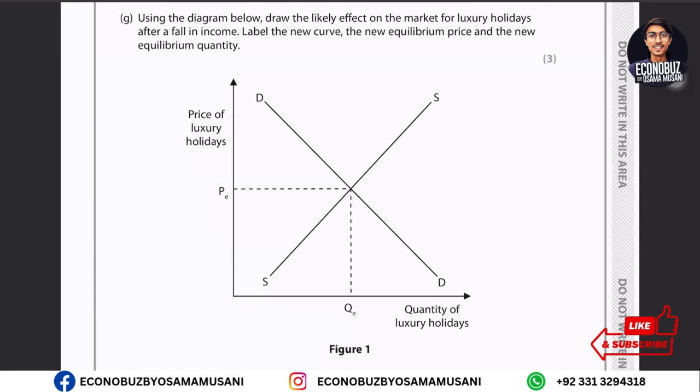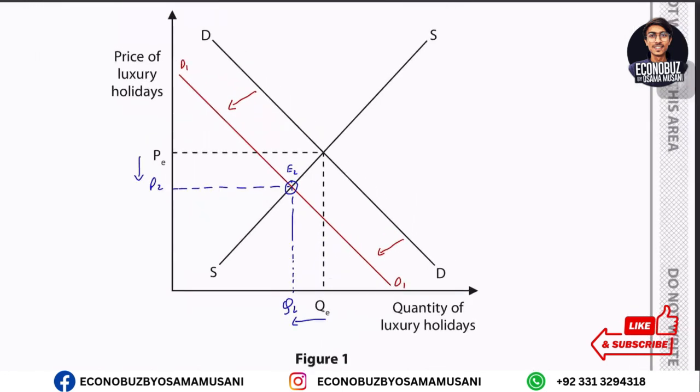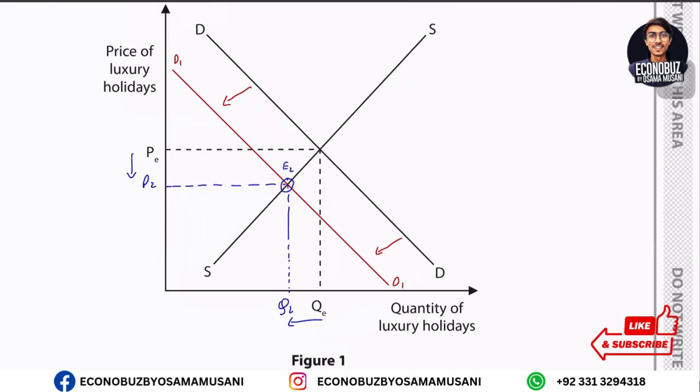Left. So we would be constructing a new demand curve that is D1, right? Then we would be constructing an arrow showing a leftward shift, and we would be making a new equilibrium that is E2. You can write this as Q2 and this price as P2. The price has decreased, the quantity has also decreased because of a leftward shift in demand curve, right?